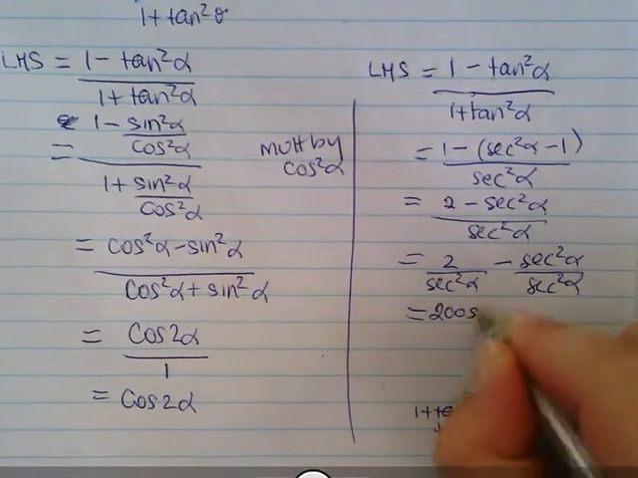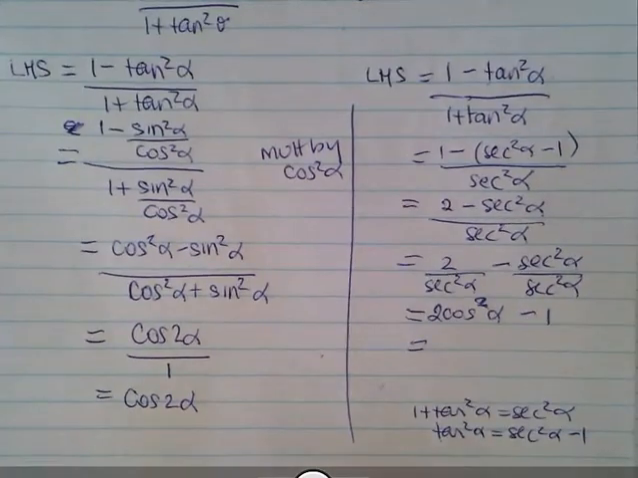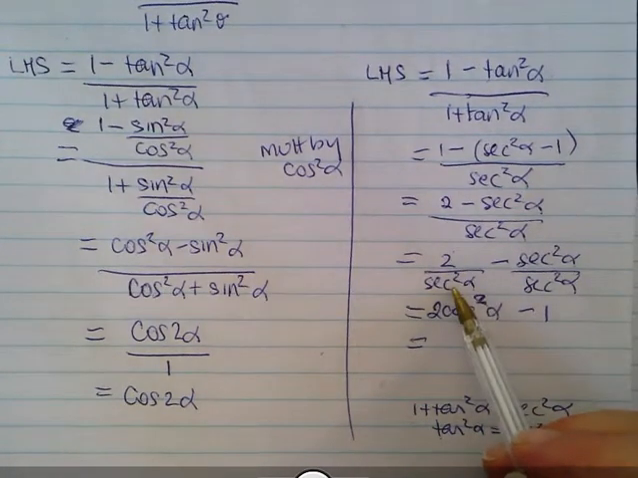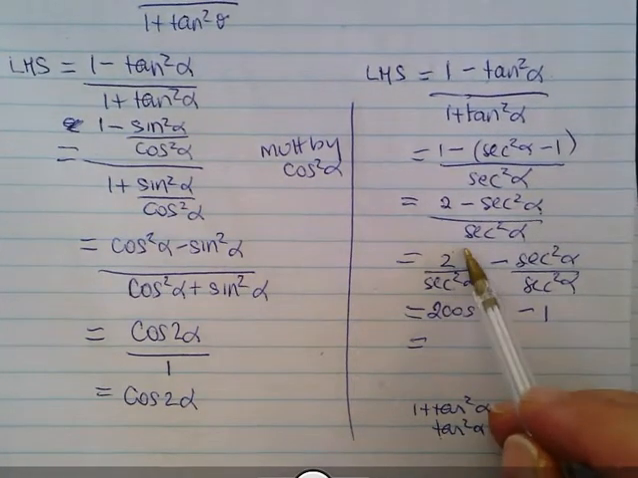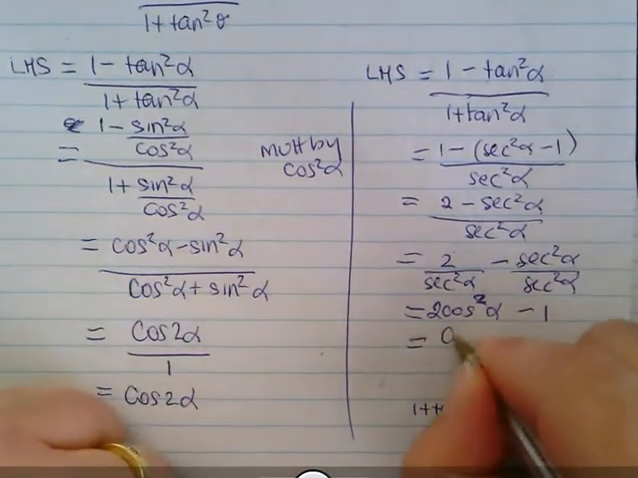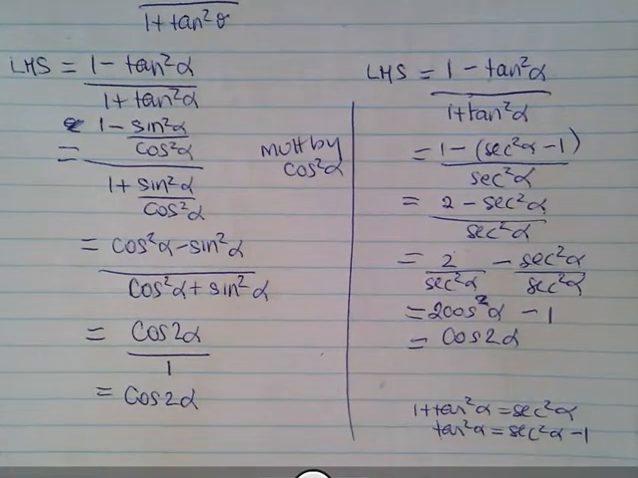It's 2 cos, actually 2 cos squared alpha minus 1. Well, it does. It does lead us somewhere. Can you see? 1 over sec is cos. Sec is the reciprocal of cos. So it's 2 cos squared alpha minus 1, which is the double angle result for cos, or one of the double angle results for cos.